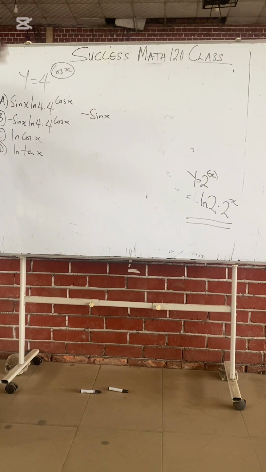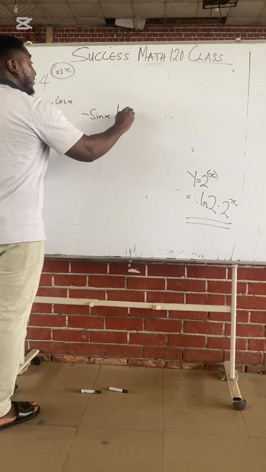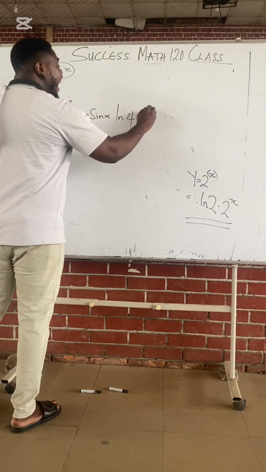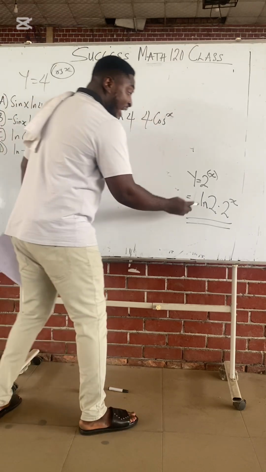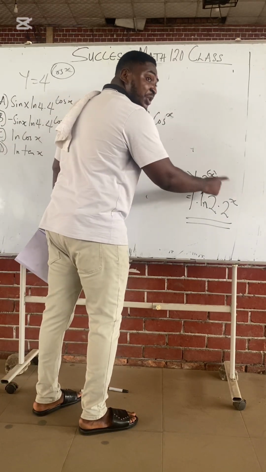You see why I gave you that table of the trigonometric functions first? Because imagine I didn't give you that table, you'd be struggling to differentiate cos and sine. Differentiate cos x, you have minus sin x. Now ln 4, then repeat 4 raised to power cos x. Is that not what we did here? Differentiate x, you have 1, ln 2, then repeat 2 raised to power x.